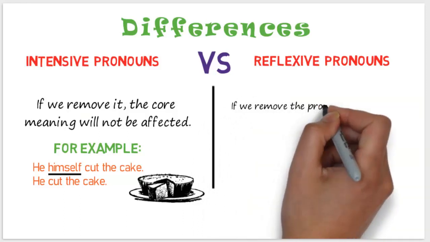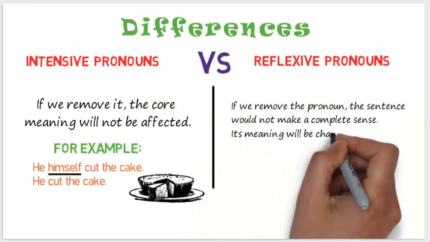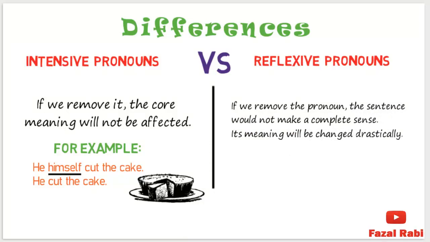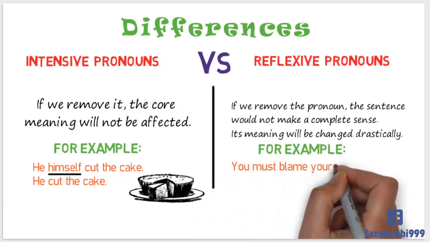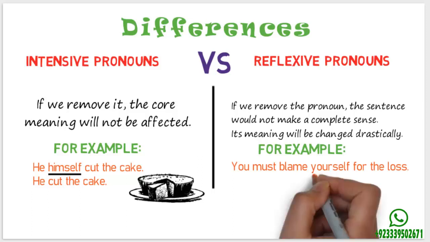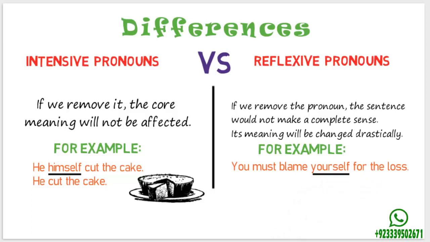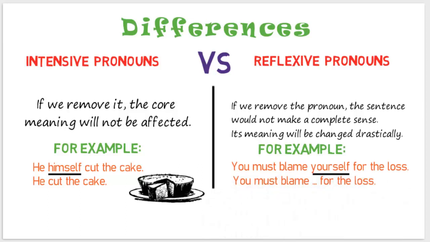On the other hand, if we remove the pronoun of reflexive pronouns, the sentence will not make complete sense. Its meaning will be changed drastically. For example, you must blame yourself for the loss. If we remove the pronoun yourself from the sentence, the meaning of this sentence will be completely changed. You must blame for the loss. You blame who? So its meaning is not complete.